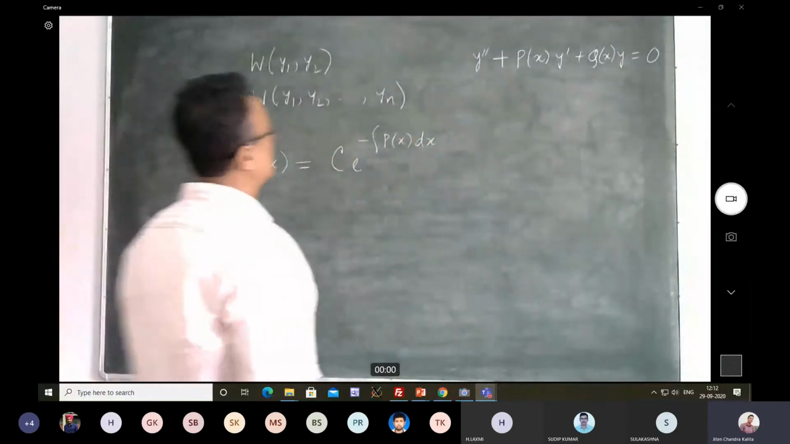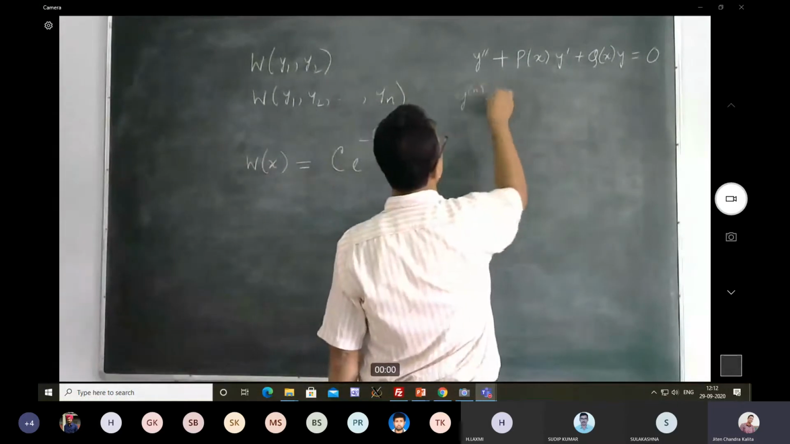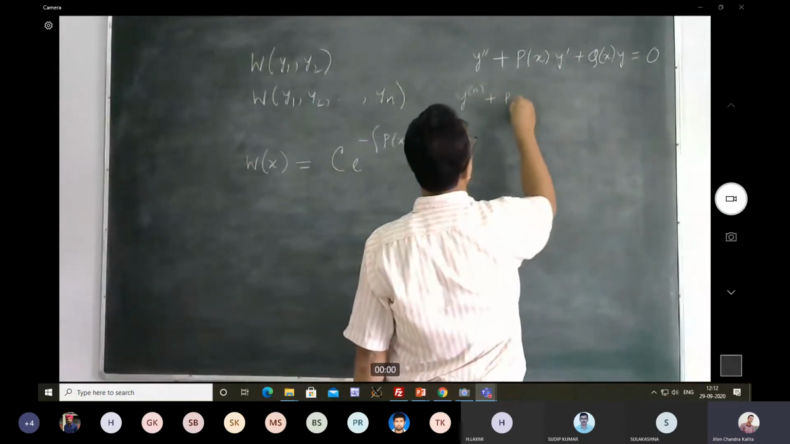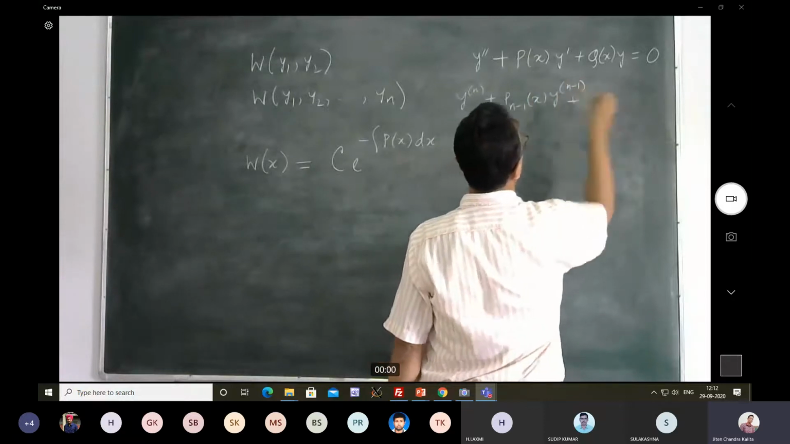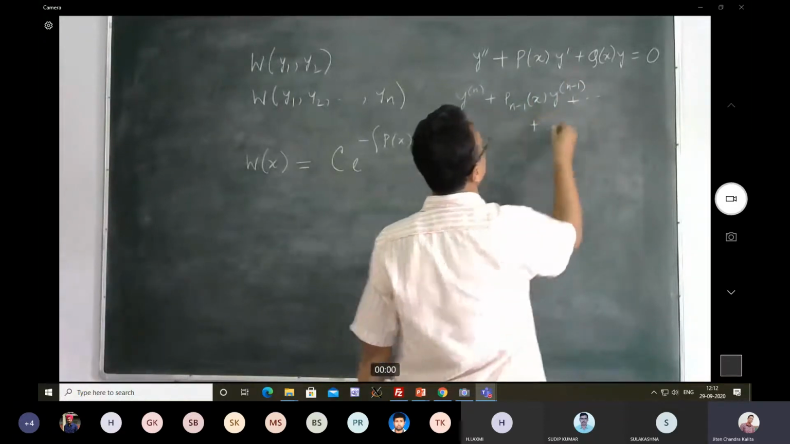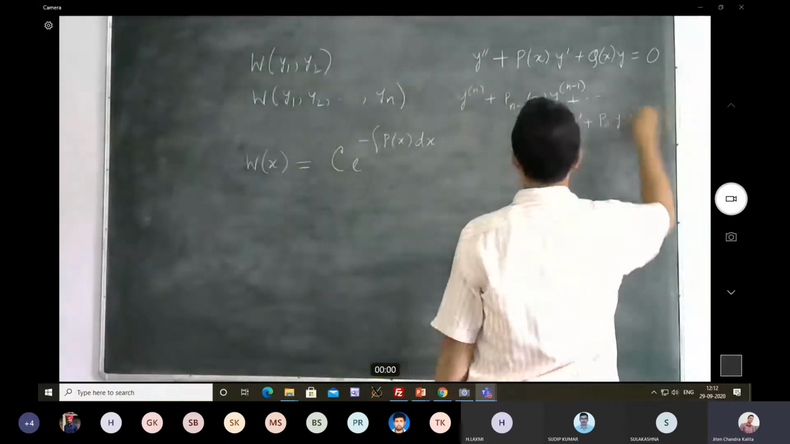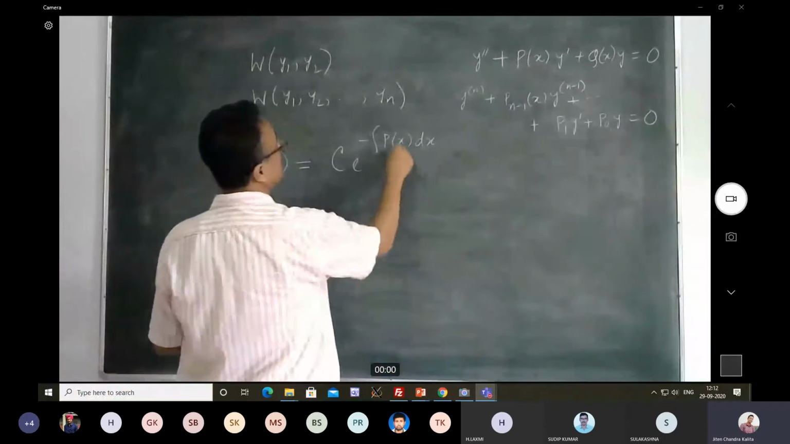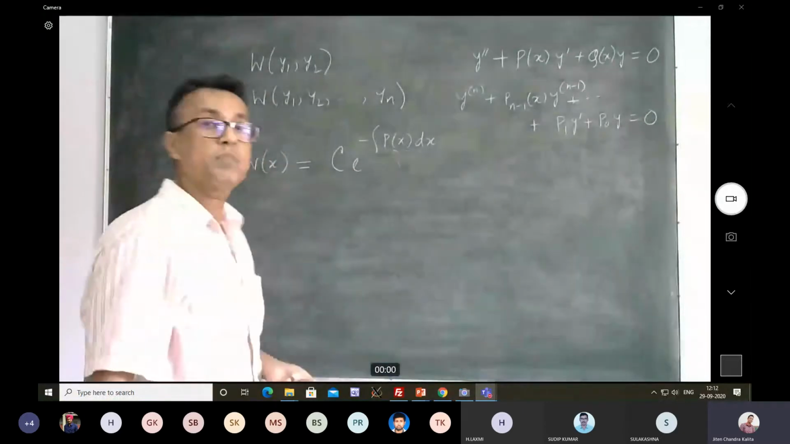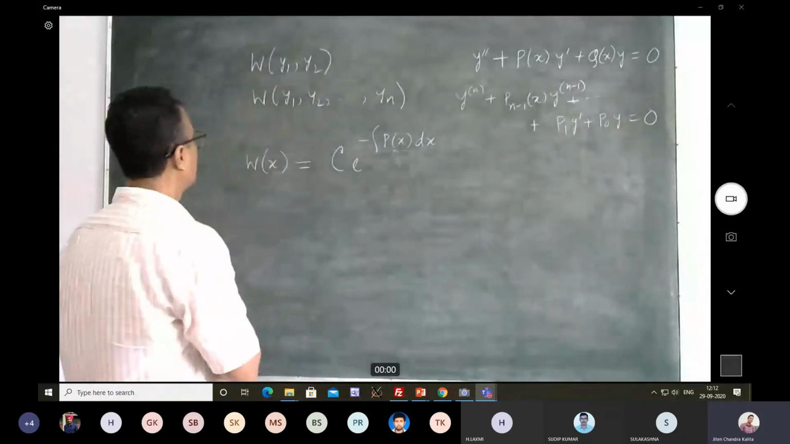Okay, and if I am considering an nth order differential equation like y^(n) plus P_{n-1}(x) y^(n-1), say eventually, plus P1 y prime plus P0 y equal to 0, then this term p(x) is simply replaced by P_{n-1}. So we have already done this in our last class.